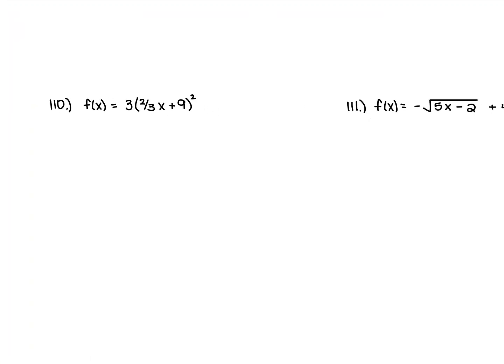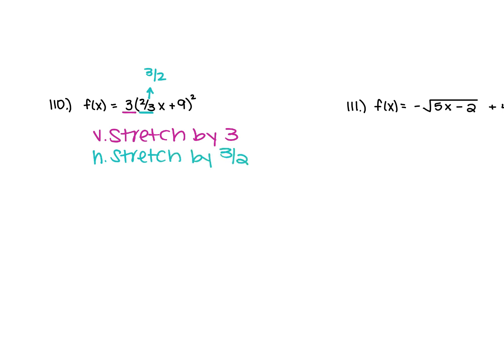For 110, you have f of x is equal to 3 times (2/3 x plus 9) squared. The 3 is in front on the outside, so that's going to be a vertical stretch by 3. The 2/3, it's on the inside in front of x, so take the reciprocal of it. It becomes 3 over 2. 3 over 2 is greater than 1, so that's a horizontal stretch by a factor of 3 over 2. Next, we have that plus 9, so think opposite. Negative 9 would be to the left 9 units.